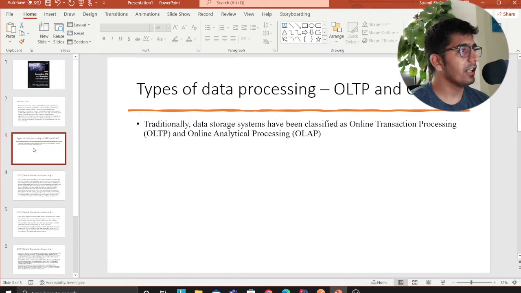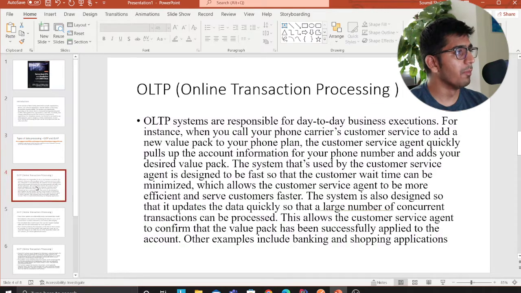Let's discuss types of data processing, that is OLTP and OLAP. So essentially, OLTP stands for online transaction processing, and OLAP stands for online analytical processing. Let's read a little bit of theory and try to understand these terms a little more. OLTP, online transaction processing. OLTP systems are responsible for day-to-day business execution.